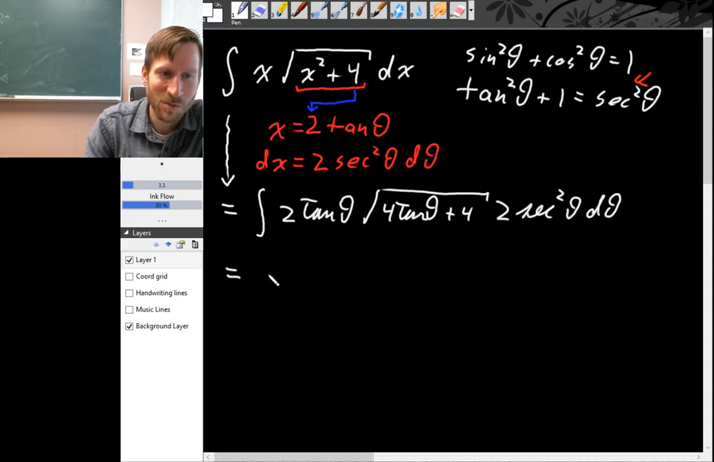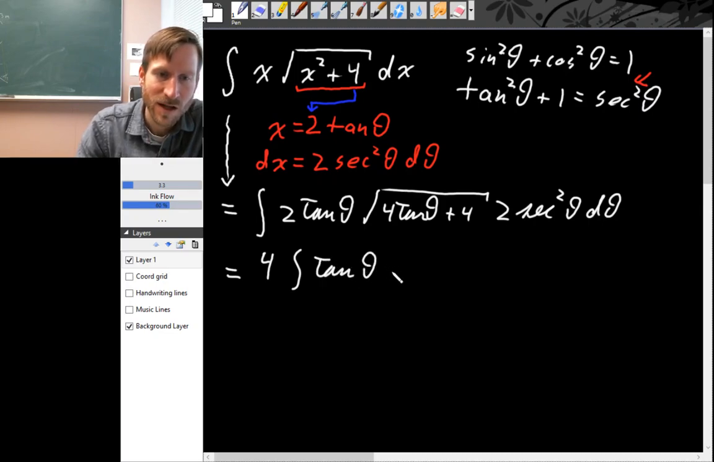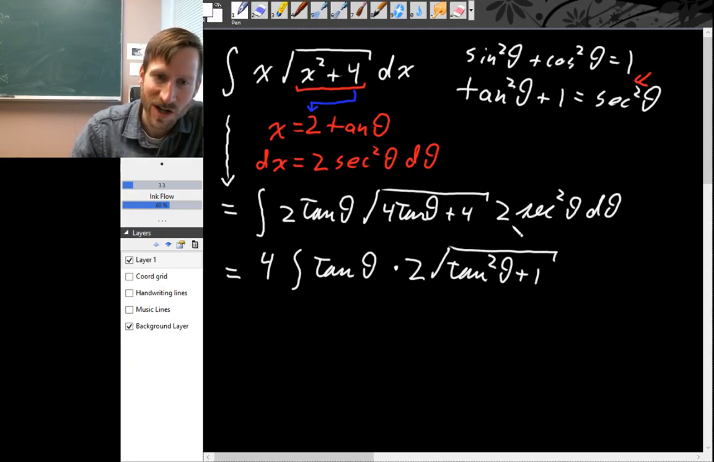Okay, so there's kind of a big mess here. Let's see what we get. There are two factors of 2 in this integrand, so let's pull those both out. We have 4 times the integral of tangent theta. The stuff inside the square root is, if you factor out the common factor of 4 and then pull the 4 outside the square root, it becomes 2 times the square root of tangent squared theta plus 1. We took care of the factor of 2 in front of secant squared, so that leaves secant squared theta d theta.